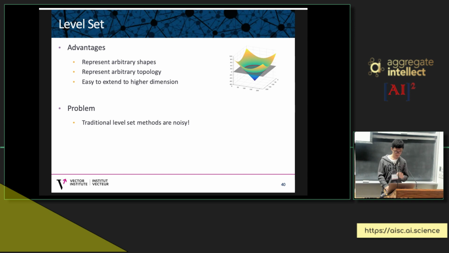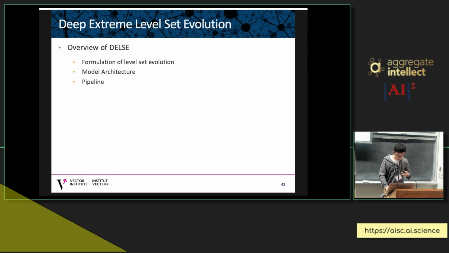So how can we deal with it? That is deep learning. We can use data-driven knowledge to help the network learn how it should evolve the curve. So this comes to our deep version of level set. First I'll briefly talk about how we can formulate the level set energy to make it work well with deep learning, then the model architecture, and finally the pipeline of the model.